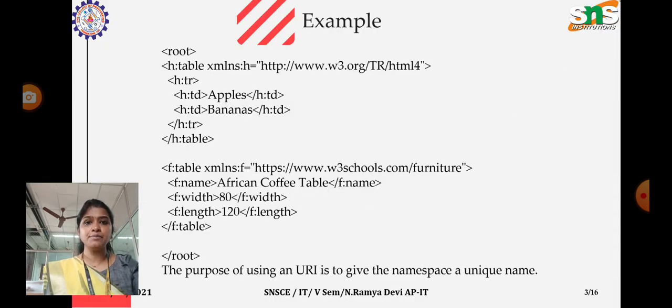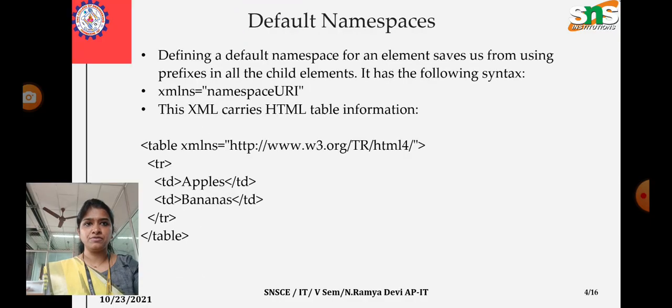So this is an example of a naming conflict in which we have prefixed the names. Here the upper table has been prefixed with h and the lower table has been prefixed with f. All the child elements of this XML are prefixed with the same name.